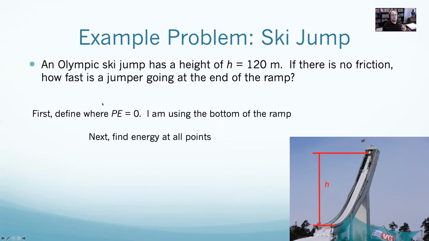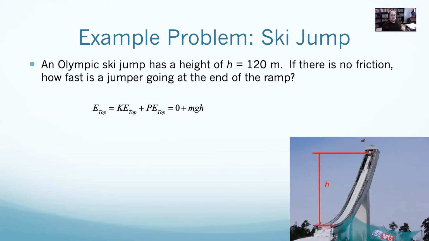What I'll do is find an equation for the energy at all points. Energy at the top is kinetic plus potential. At the top, I said they had no kinetic, so my energy at the top is just potential energy. The energy at the top is mgh. At the bottom, the energy is kinetic plus potential. But they're at the bottom, their height is 0, so my energy at the bottom is just 1/2 mv squared.